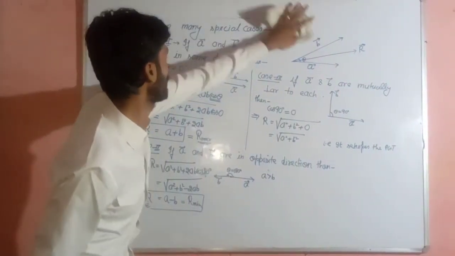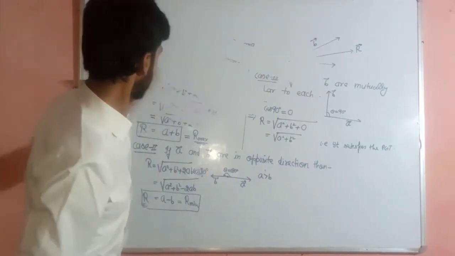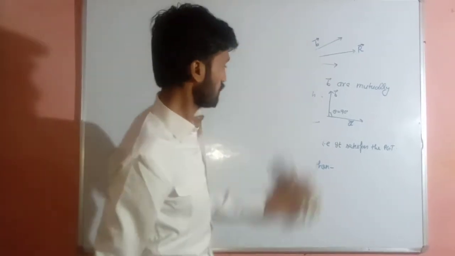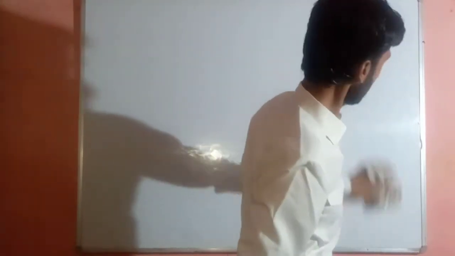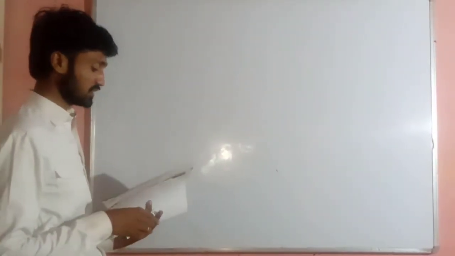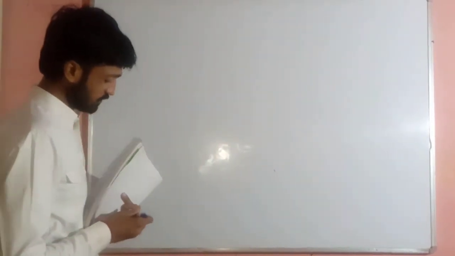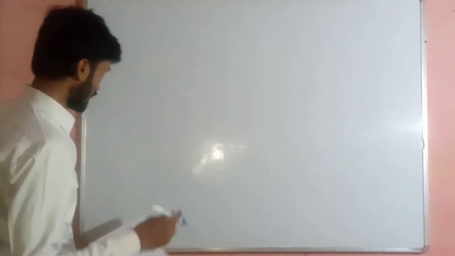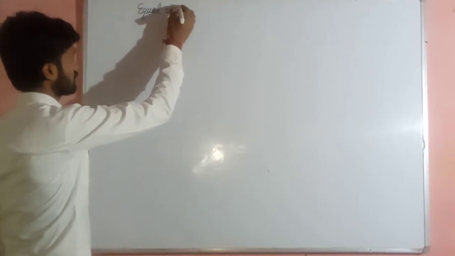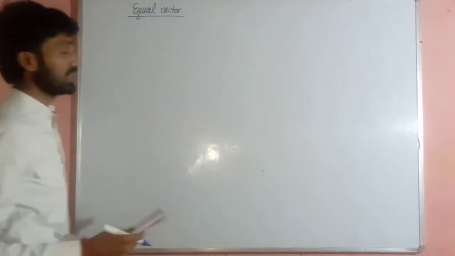Now after this we take the different definitions of the different types of vectors, which are very useful to understand many problems in EMT, atomic, nuclear, condensed matter, etc. Now, the first definition is equal vector. Equal vector.